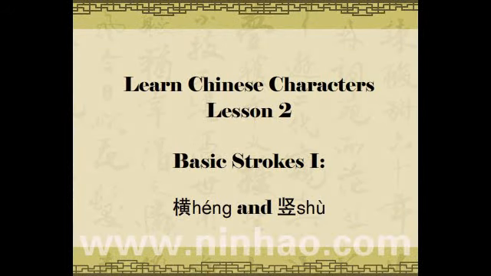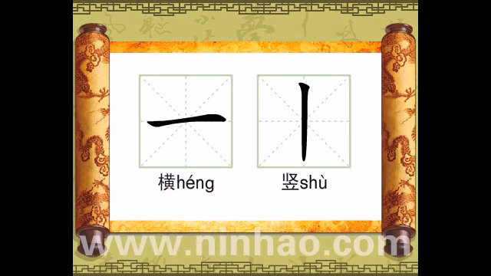Learn Chinese characters. Lesson 2. Basic strokes. 1. Heng and Shu. Today, we will learn two basic strokes. Horizontal stroke, Heng, and vertical stroke, Shu.